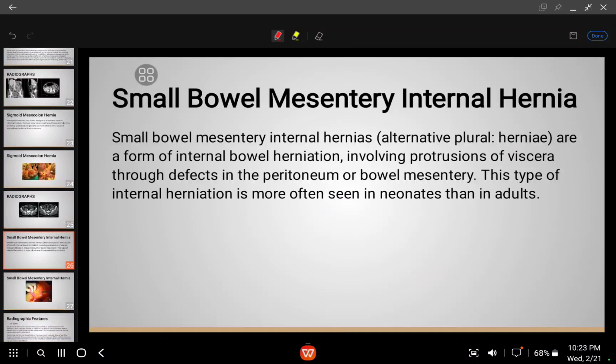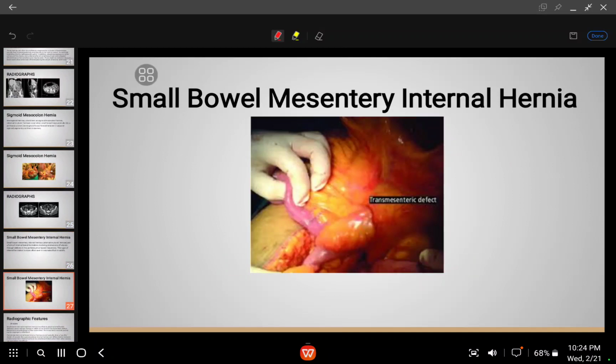And next is the small bowel mesentery internal hernia, a form of internal bowel herniation involving protrusion of the viscera through a defect in the peritoneum or the bowel mesentery. This type of internal herniation is more often seen in neonates than in adults. So here you can see the small bowel mesentery internal hernia.